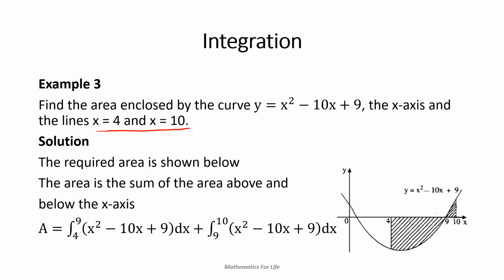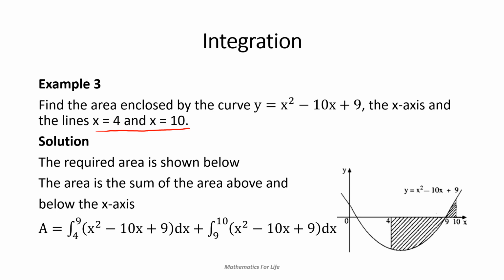And the region whose area we are required to find is indicated on this particular diagram on the left side of your screen. And you'll notice that there are two regions. We have one below the x-axis and one above the x-axis. So to find the area bounded by the curve y is equal to x squared minus 10x plus 9, and for the limits of x is equal to 4 and x is equal to 10, we will need to find the area below the x-axis and add it to the one above the x-axis.